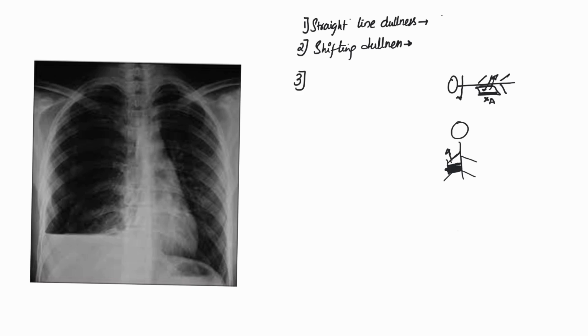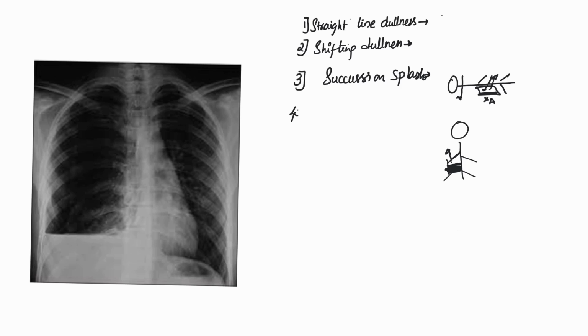The third sign is succussion splash. What is this? Make the patient sit, percuss the upper limit of dullness, and on the dullness, place the stethoscope and hold it firmly just above the upper limit of dullness. Okay, now hug the patient, shake him, move along with him. When you do that, you will clearly hear a splash which is similar to the splash that can be heard over stomach containing air and fluid. Okay, so this is succussion splash.